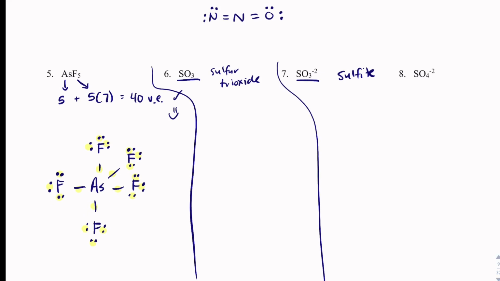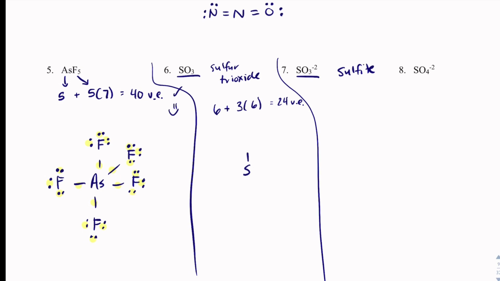So let me do SO3. Sulfur has 6 valence electrons. It's in family 6A. Oxygen also has 6 valence electrons. It's in family 6A, and we add that up. We get 24 valence electrons. Sulfur will go in the middle. It's our unique atom. We will bond 3 oxygens to it, like so.